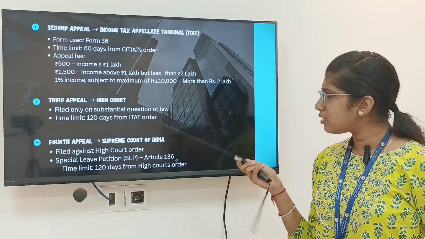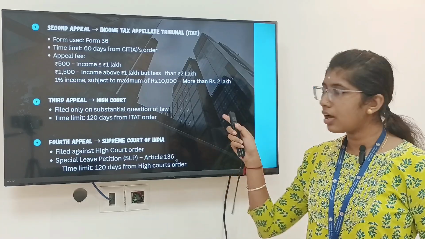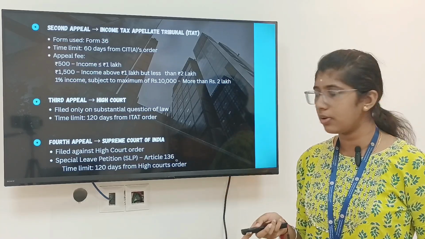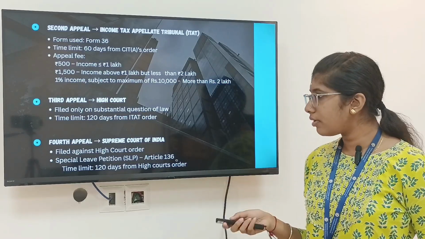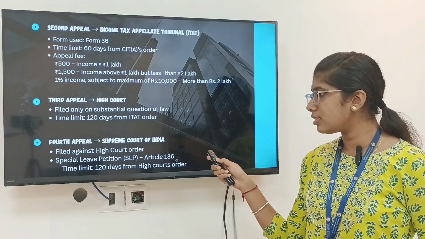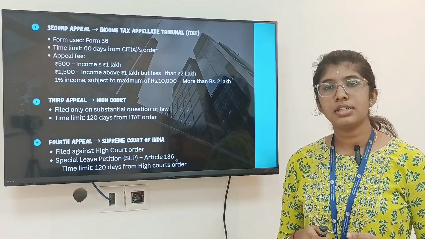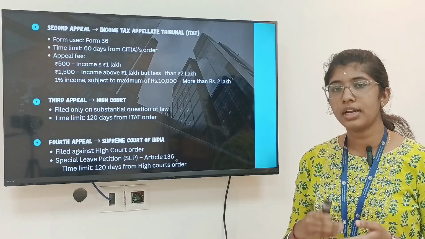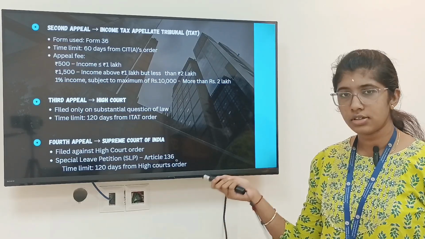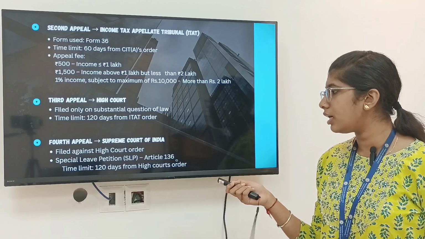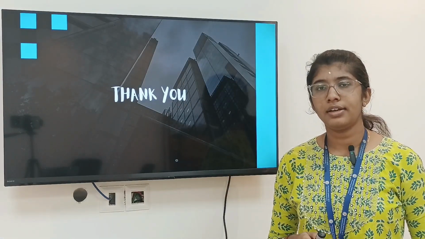Now, the fourth appeal will be to the Supreme Court of India. Cases go to the Supreme Court only if the High Court certifies it for the Supreme Court, or else they cannot appeal to the Supreme Court. However, there is a special provision under Article 136 of the Indian Constitution, that is a special leave petition, where the SSC, if not satisfied with the High Court, can directly go to the Supreme Court to file his appeal. The time limit for such a special leave petition will be 120 days from the High Court's order. So this was all about the faceless assessment and appeal procedure.